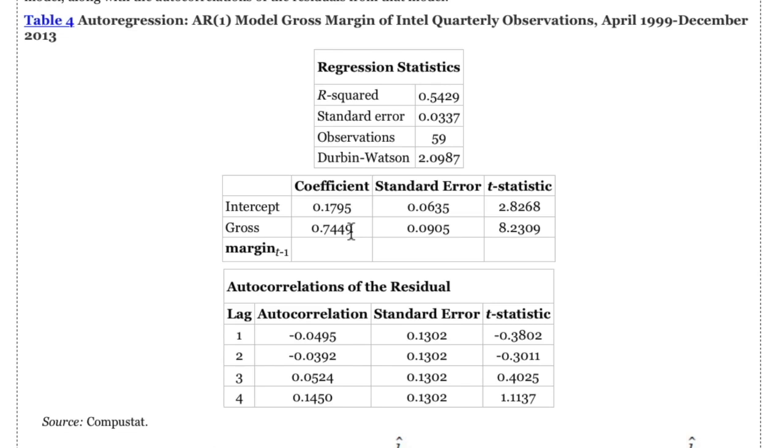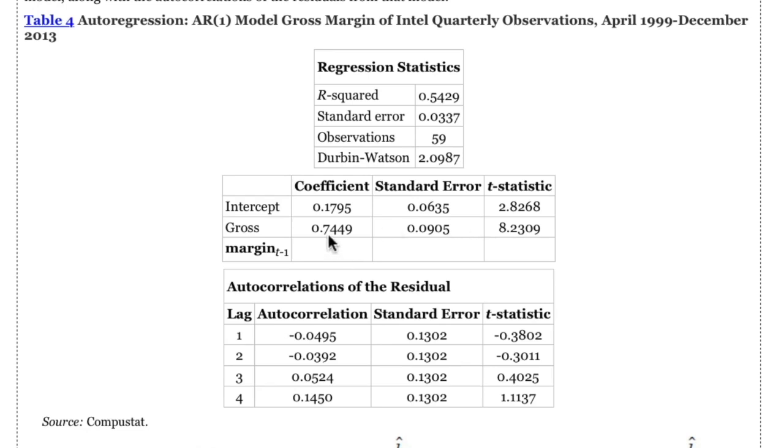Here's our coefficient and our slope coefficient, our B0 and our B1, standard errors, and here's our t-statistics. We can tell, based on those t-statistics, that we're going to have significance, so we can reject the null hypotheses that these are equal to 0. They are different from 0.